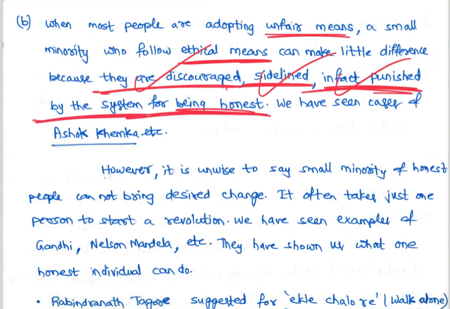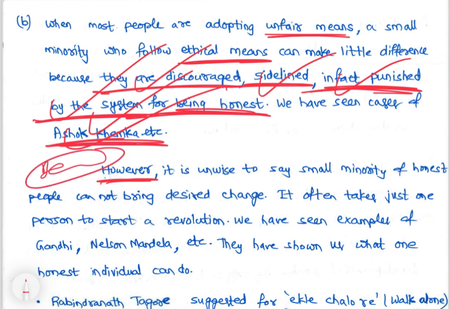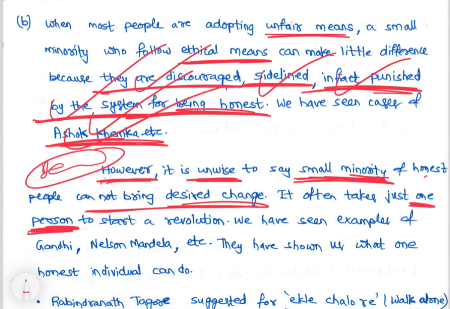We have seen cases of Ashok Khemka, right? However, these are the merits; the demerit of the statement is that it is unwise to say a small minority of honest people cannot bring the desired change. It often takes just 1% to start a revolution, right? We have seen examples of Gandhi, Nelson Mandela, etc.